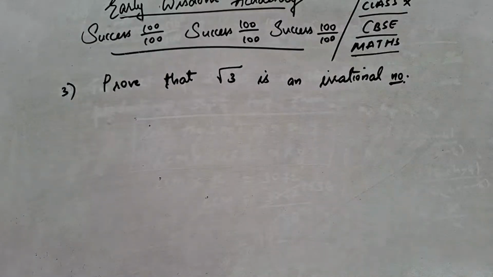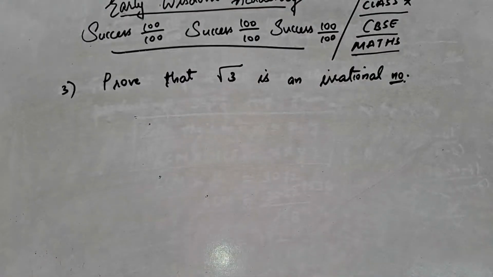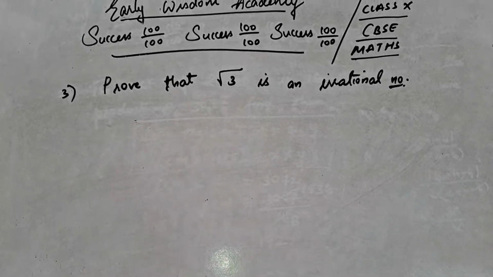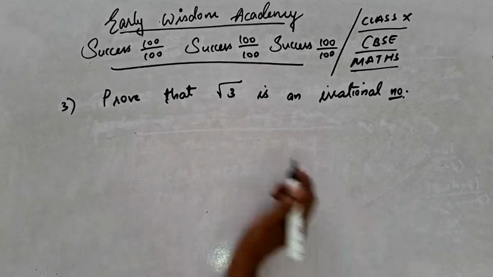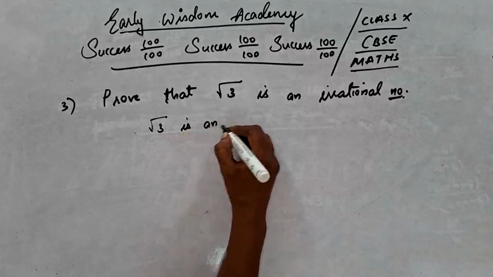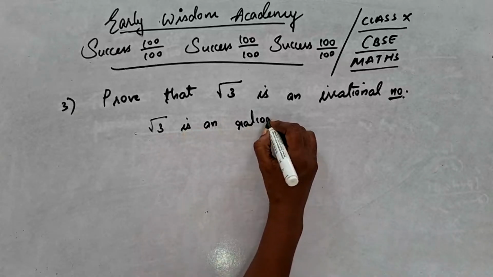So root 3, what is the method we are going to follow? It is the same for root 2, root 5, root 7. So any number can be given for you to prove it as an irrational number. So now let us start to prove root 3 as an irrational number. So we are going to use the contradiction method. So in the contradiction method, let us assume root 3 is a rational number.